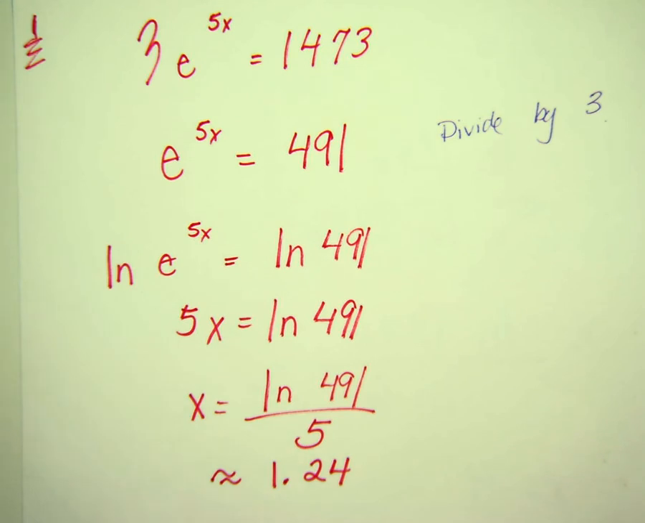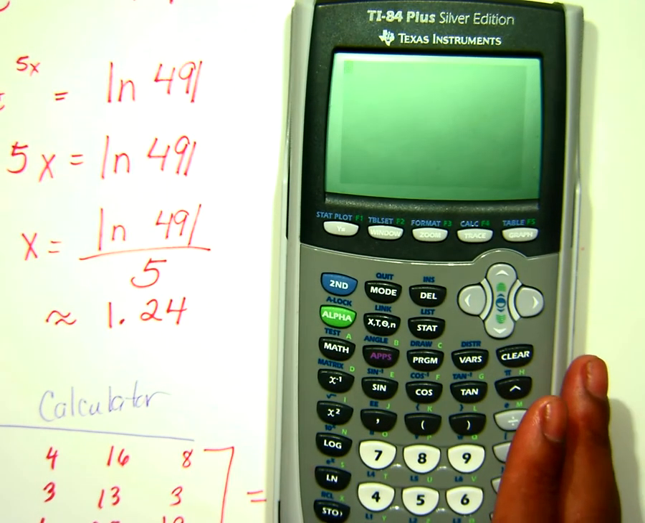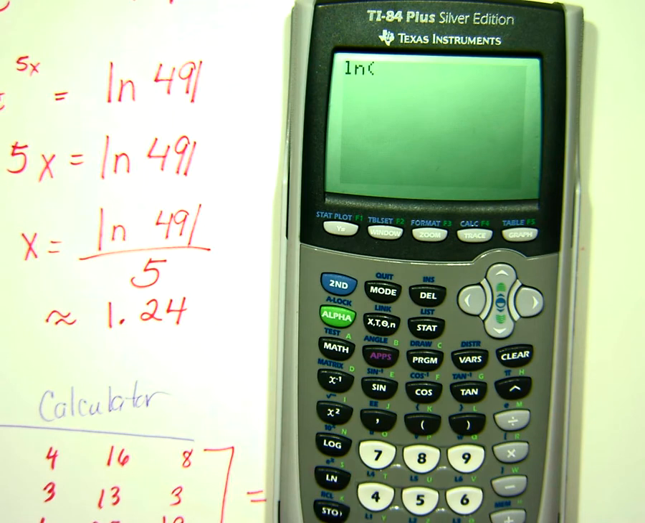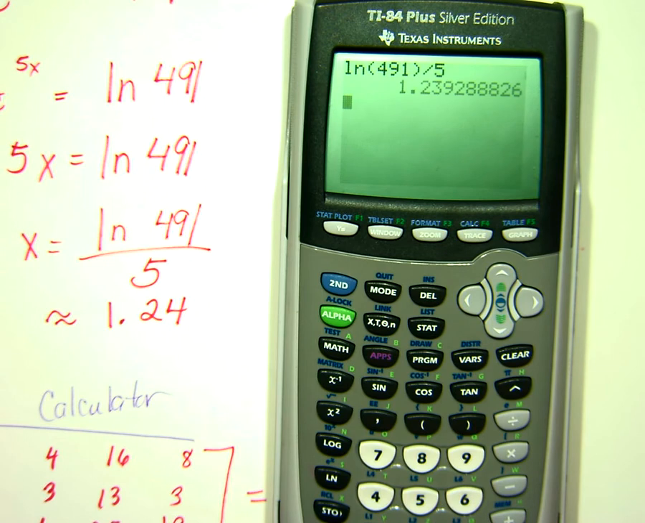So your first answer, the solution set in logarithm form, is going to be this. And then let me show you how to use your calculator to get to 1.24. Once you turn it on, hit the natural log, then 491, divided by 5. And voila, we have the answer rounded to the nearest hundredth. Remember, the hundredth is 2 decimal places after the decimal point. This 9 is going to make that 3 a 4.